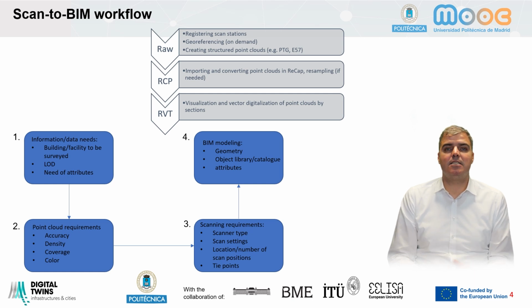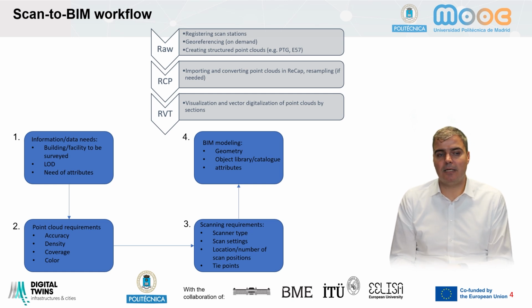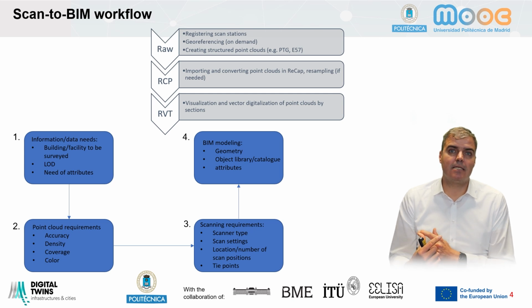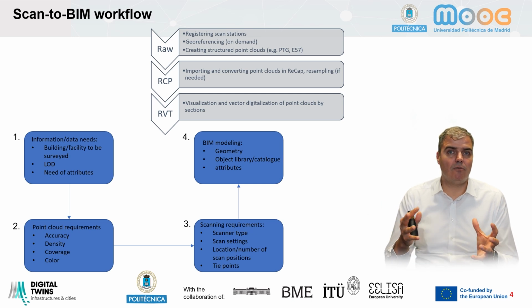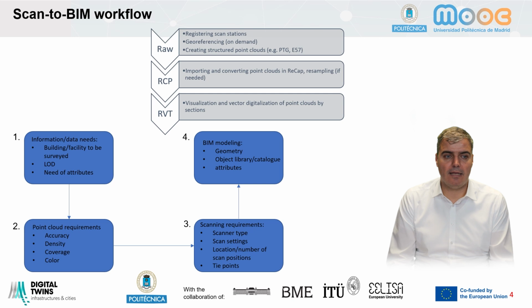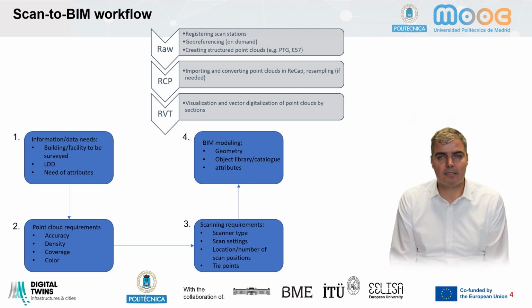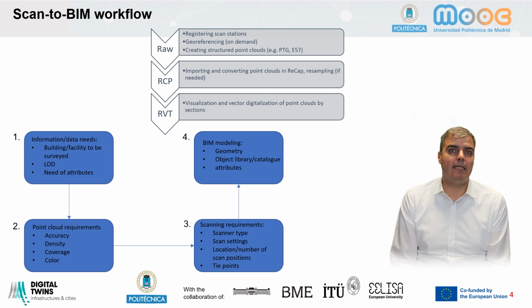and whether we need color or not? And if we have these point cloud requirements, we can transfer them to scanning requirements, and we can select the scanner, what scanner is capable of producing the point cloud we just defined, what settings are to be used on the scanner during the survey, how many scan positions are needed, and where to put those positions in the optimal solution, and whether we need direct tie points like using targets, or we use cloud-to-cloud registration. And then if we have this point cloud resulting from these requirements, functional system requirements, then we can start the BIM modeling, building up the geometry, automatically, semi-automatically, or manually.